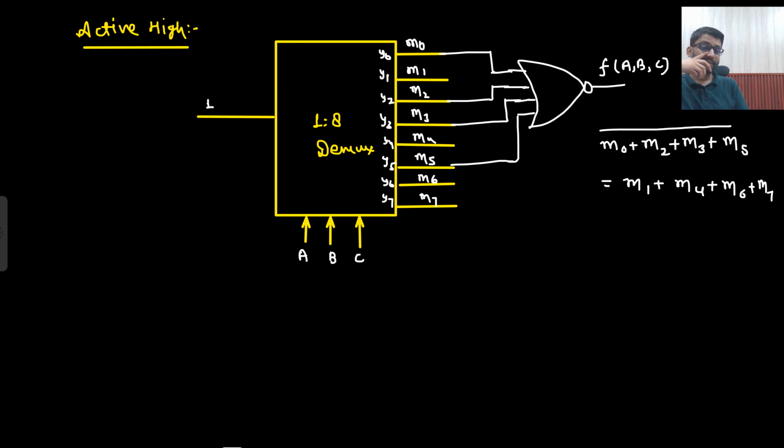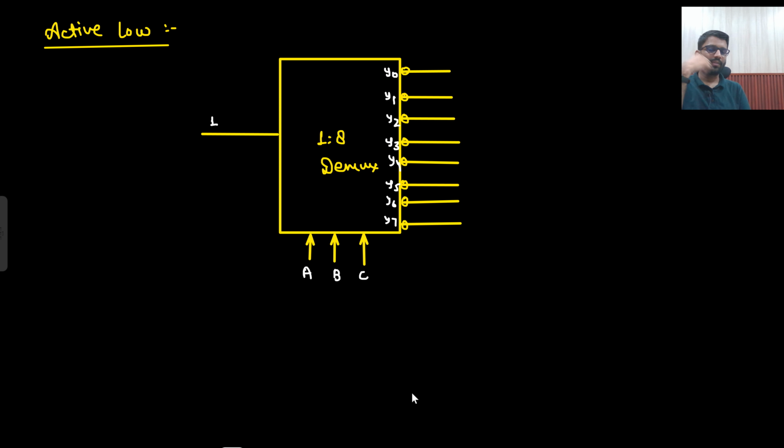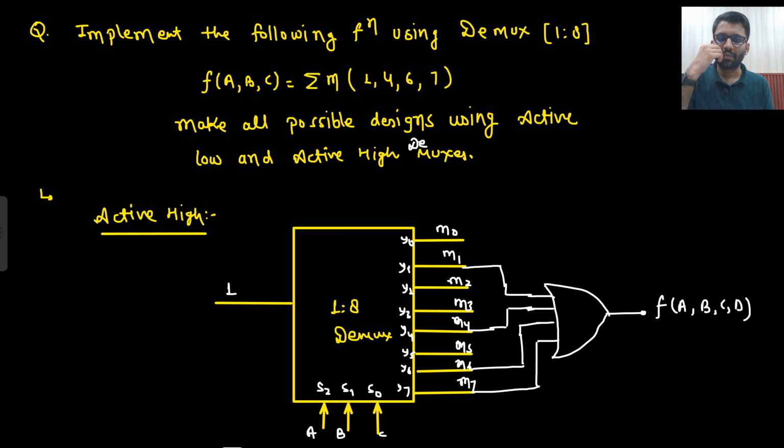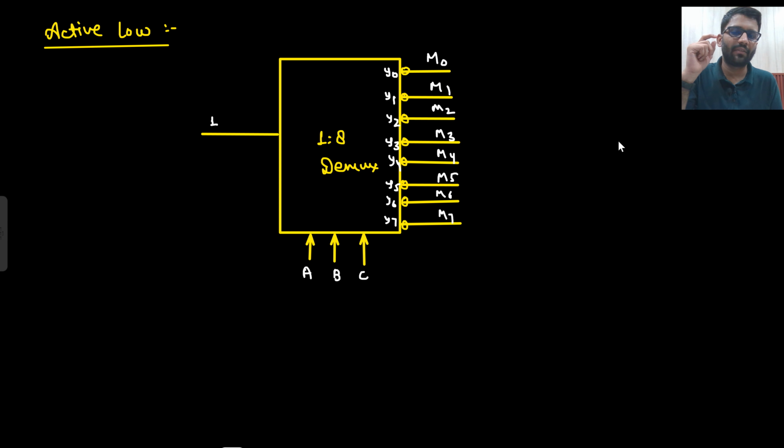Let's try implementing the same using active low demux. So if here I put 1, what will be my output? M0 bar, and I is 1, so this would be 0. So I will be getting M0 only here. So these outputs are M0, M1, M2, M3, M4, M5, M6, M7. Right? Now what you need to make? 1, 4, 6, 7.